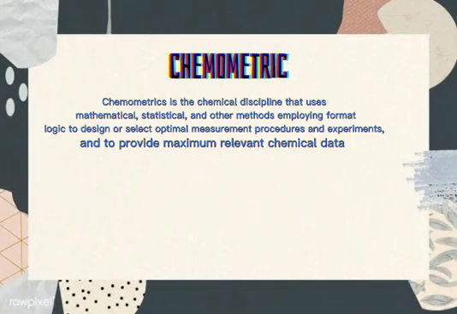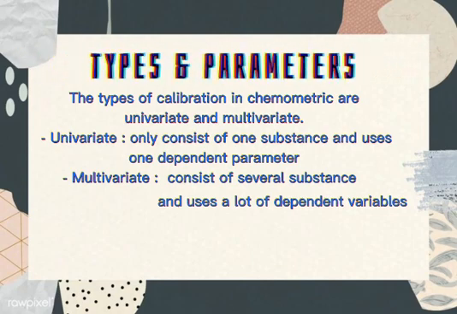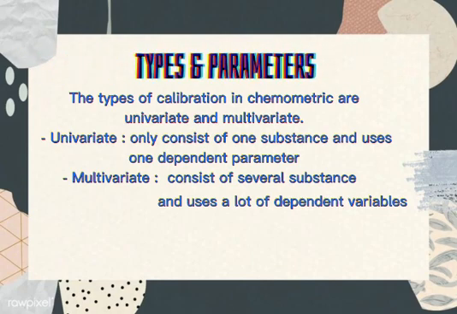What is chemometric? Chemometric is a chemical discipline that uses mathematical, statistical, and other methods employing formal logic to design or select optimal measurement procedures and experiments. The purpose is to provide maximum relevant chemical information by analyzing chemical data. The types of calibration in chemometric are univariate and multivariate. The univariate only consists of one substance and uses one dependent parameter, and the multivariate consists of several substances and uses many dependent variables.